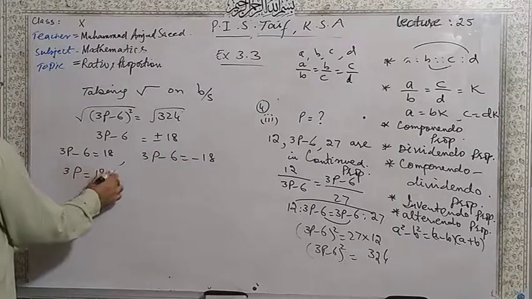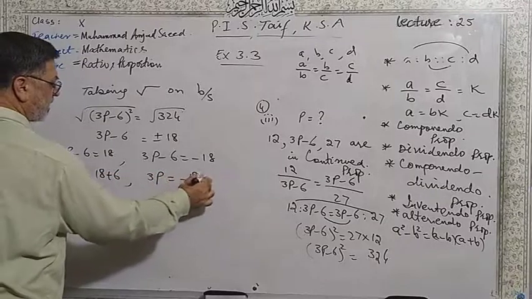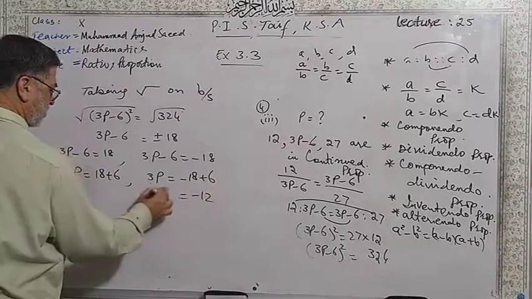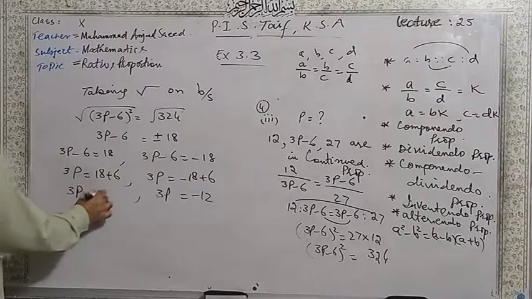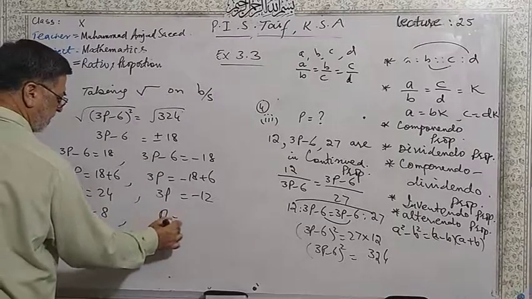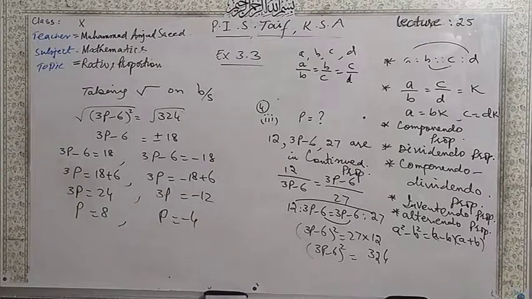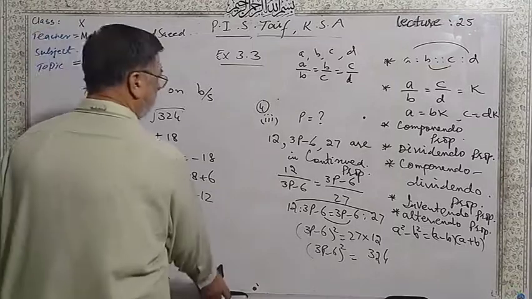3p is equal to 18 plus 6, and 3p is equal to minus 18 plus 6, that is minus 12. Here 3p is equal to 24, and p is equal to 8. Here p is equal to minus 4. So dear students, these are the two values of p which were to be found out.